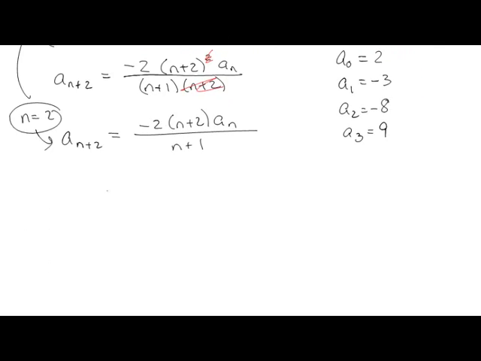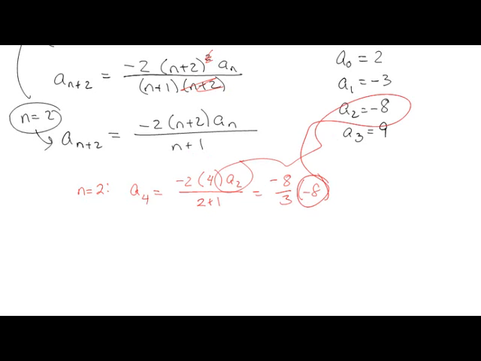So for example, if I let n equals 2, then that would give me a sub 2 plus 2 is 4. So where I see an n, I'm going to put in a 2. So -2 times 4, a sub 2, over 2 plus 1. So I've got -8 over 3 times a2, which is -8, and that comes from right here. So all those go together. Okay, so that gives me some horrible number, 64 over 3. So they've stopped being pretty. Does that mean I should quit? Probably not.